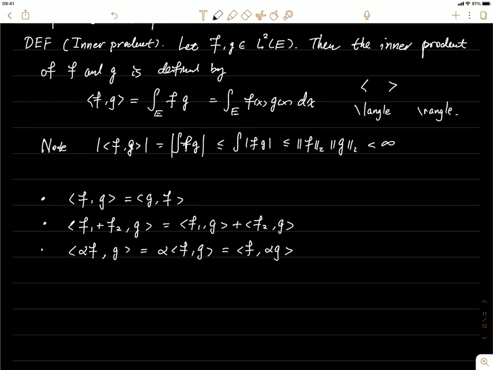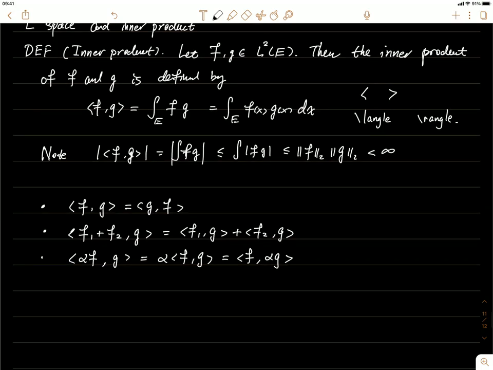For complex valued functions, we actually need to modify a little bit. For example, when we have complex valued functions and this alpha when we put it in here, then we need to put the conjugate. But since in this course we want to consider real valued functions, we will not have that complication. But the general rules are pretty similar, almost identical.